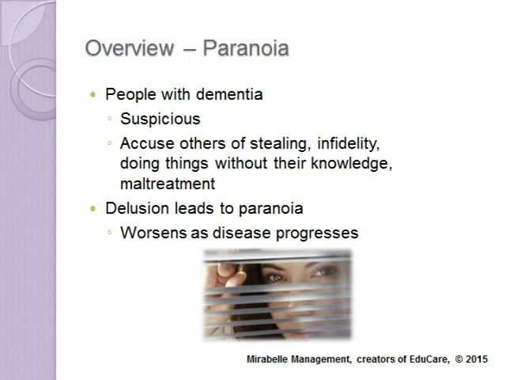People with dementia can be suspicious of those around them, even accusing others of wrongdoing such as stealing, infidelity, doing something without their knowledge, maltreatment, and more. This belief and delusion leads to paranoia and can become worse as the disease progresses and the memory worsens. For example, a person with poor memory may be paranoid that people are stealing their photographs when the memory is the contributing factor, because they cannot remember that they tucked the photographs away in a dresser drawer 2 days ago.